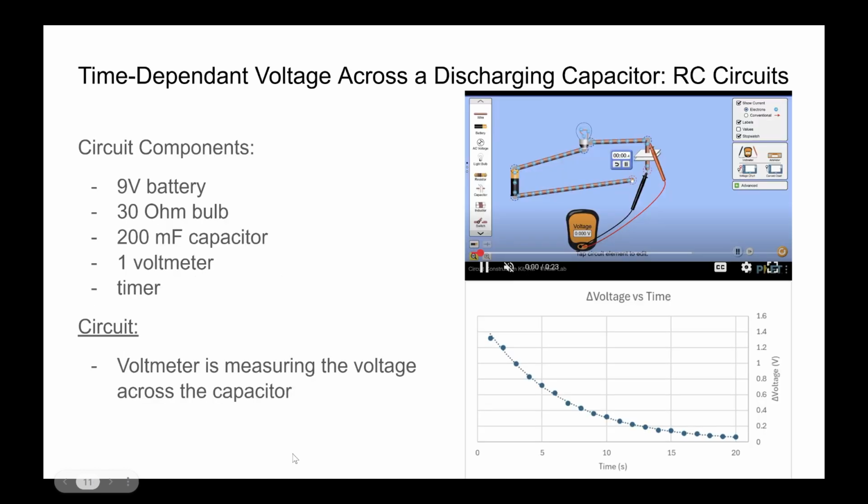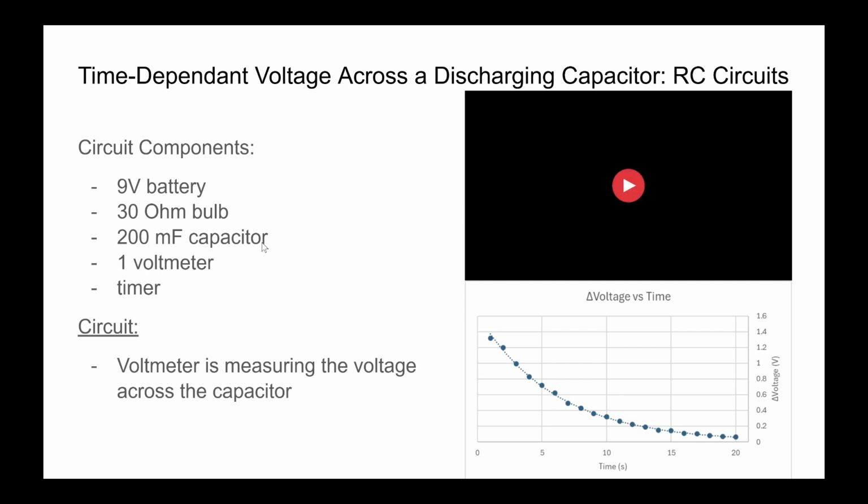Next, time-dependent voltage across a discharging capacitor in RC circuits. Now we have a 9-volt battery, a 30 ohm bulb, a 200 mF capacitor, one voltmeter, and a timer here. I connected the voltmeter across the capacitor and used the timer to measure the voltage at different times across the capacitor. And this is the delta voltage versus time graph.